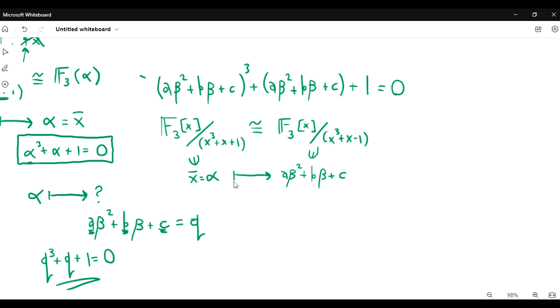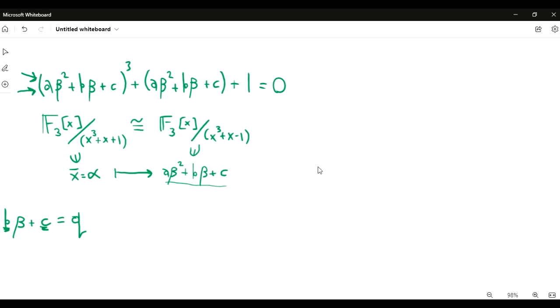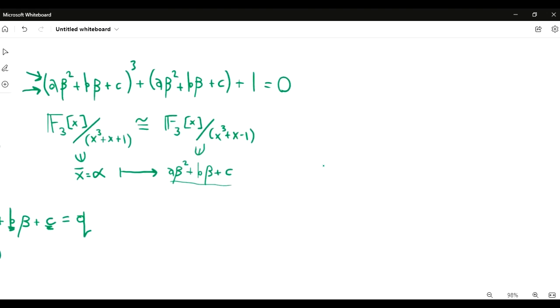So in particular, this equation here needs to be satisfied by this element, the a beta squared plus b beta plus c, because this is kind of the equivalent of the equation that we know alpha satisfies in this original field. So in this video, I'm going to go through actually solving this equation, and we'll see that there's multiple solutions for our coefficients for a, b, and c.